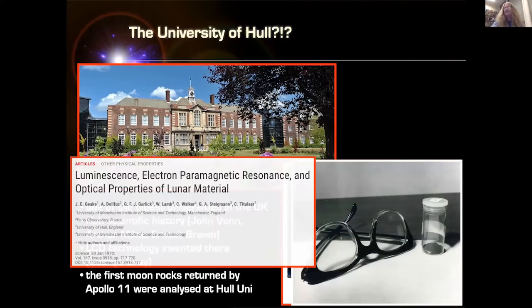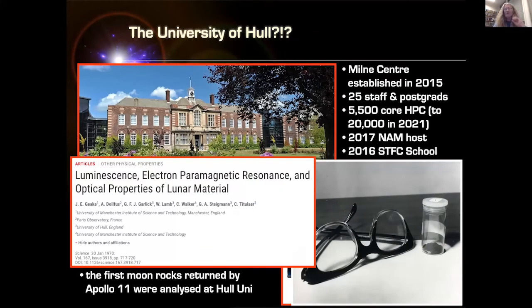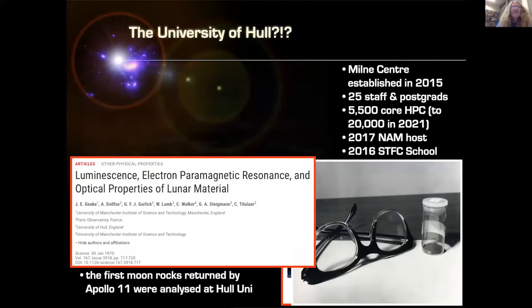There are, I don't know, about 120, 140 universities in the UK. And it is one of the oldest. It's also the place where the first moon rocks that were returned by Apollo 11 were analyzed 50 years ago.